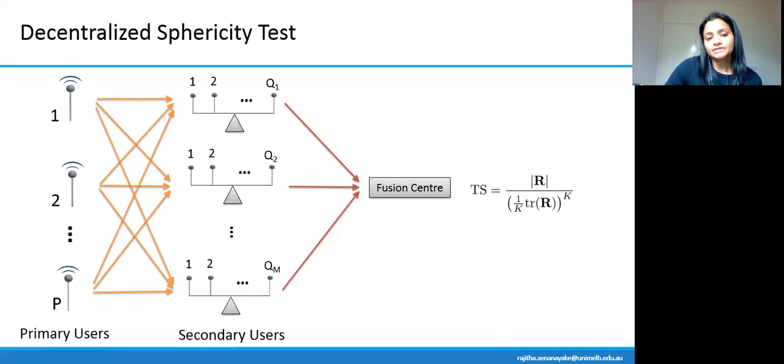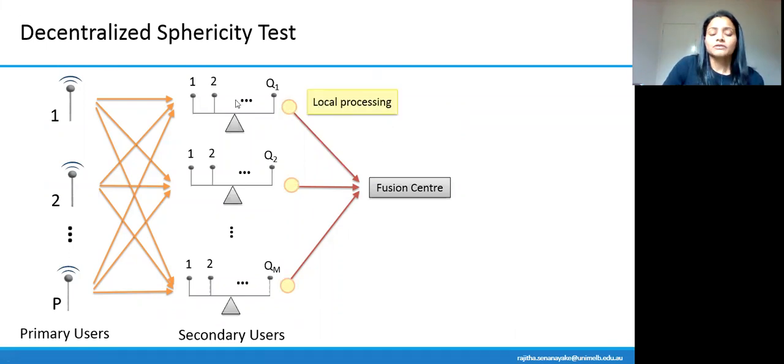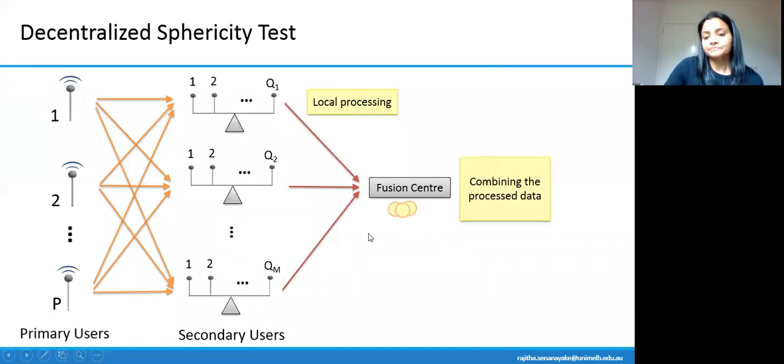So what we did next was we looked at some decentralized approaches that reduce the amount of information that we send up to the fusion center. The basic idea was we allowed the secondary user terminals to do some processing based on what is received at the terminal. Based on what is received, we do some local processing, and this processed data is then sent up to the fusion center.